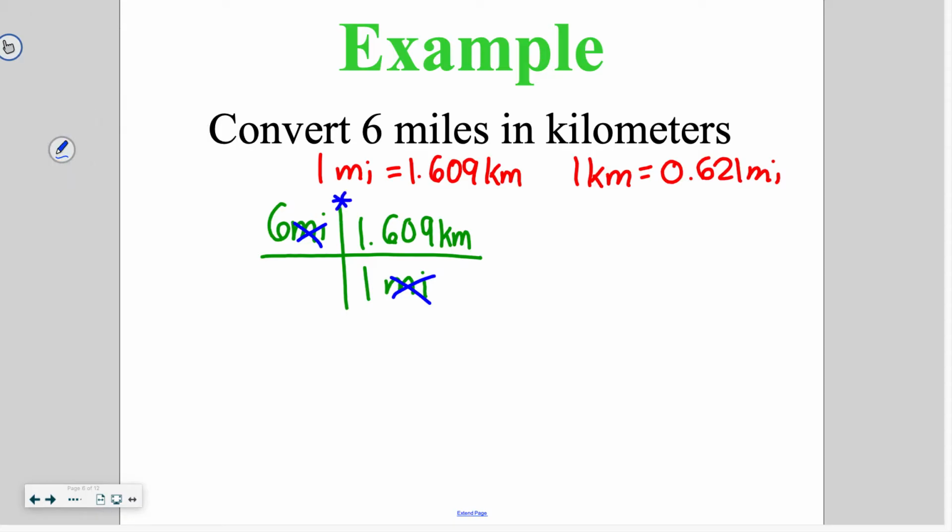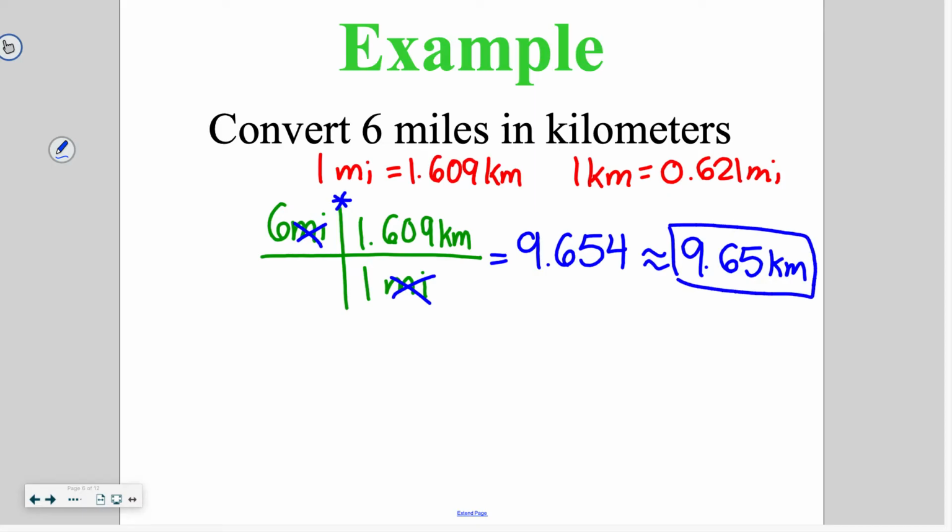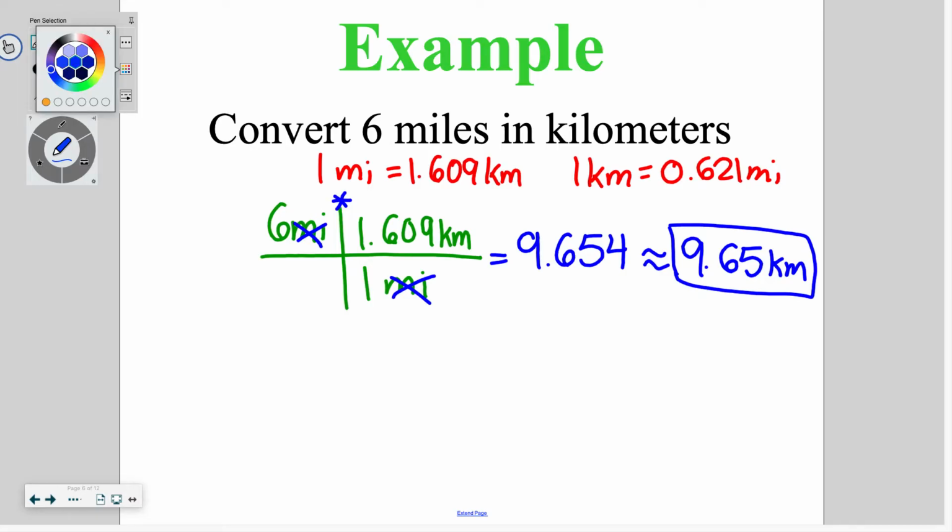So 6 times 1.609 is going to give me 9.654, or approximately 9.65 kilometers, rounding to 2 decimal places. If I use the second conversion factor, still a similar setup. We still start with our 6 miles, and then we still need to put in our values so they cancel out. In this case, we've got 0.621 miles on the bottom and 1 kilometer up top.